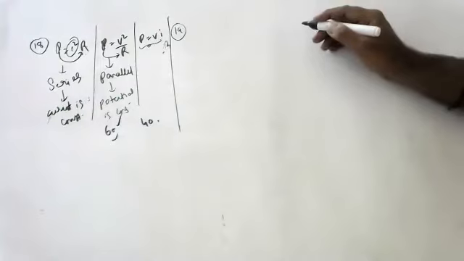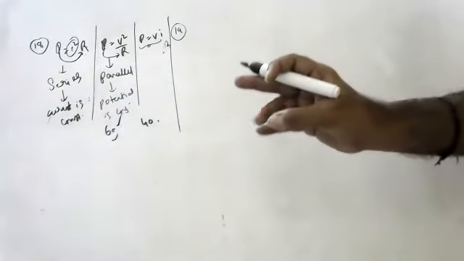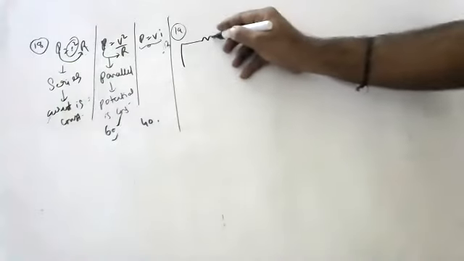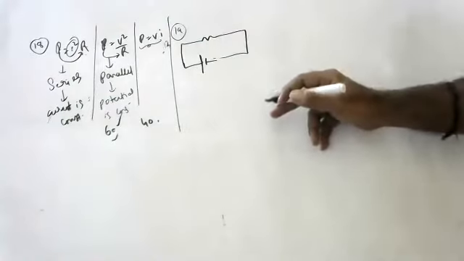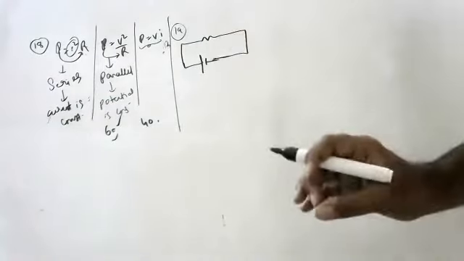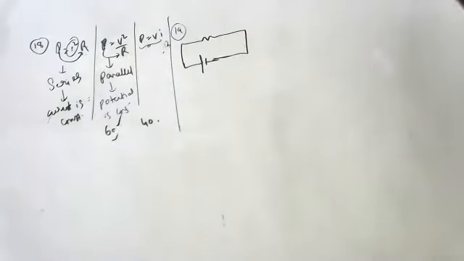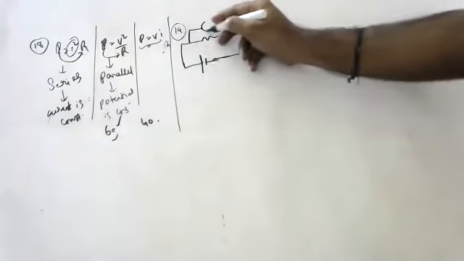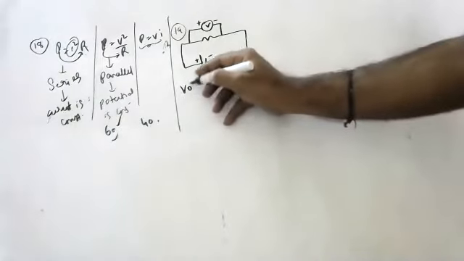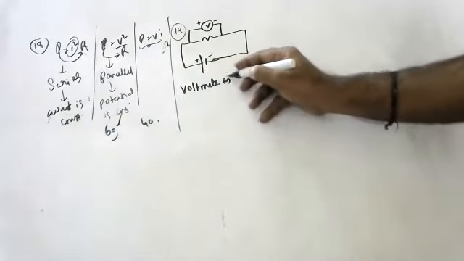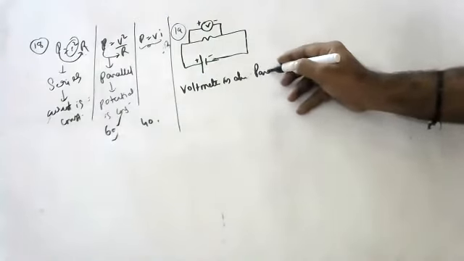Okay. Next question, children. 19th question. A simple circuit consists of a resistor, battery, and connecting wires, children. First question: normally, how will you connect a voltmeter? In parallel. Voltmeter we will always connect in parallel. This is plus, this is minus, so this is also plus, this is minus. Voltmeter is always connected in parallel, underline parallel.